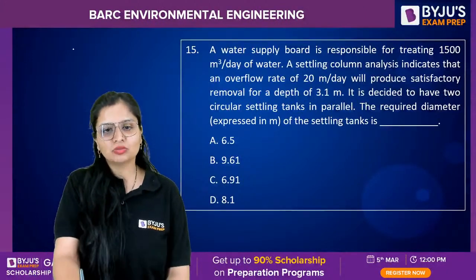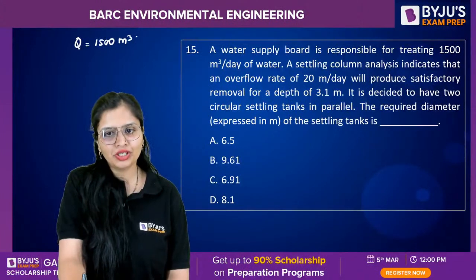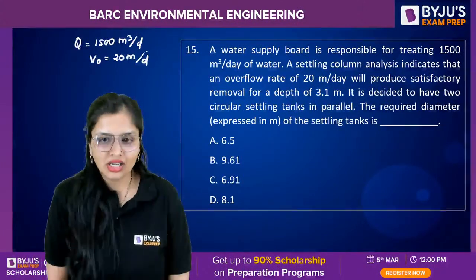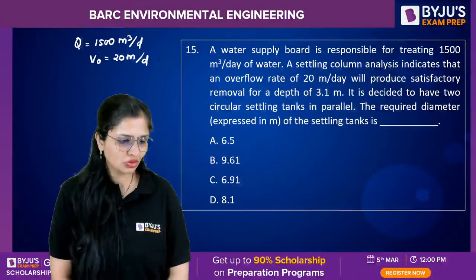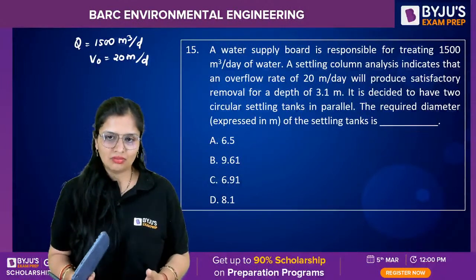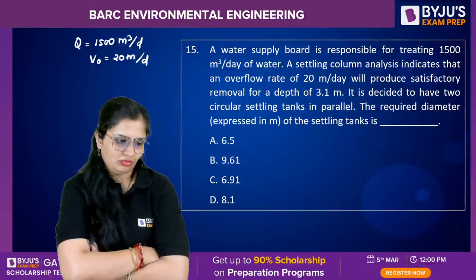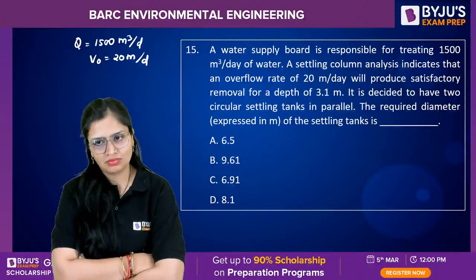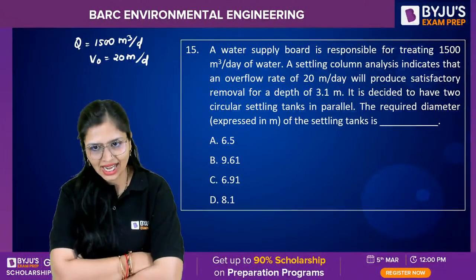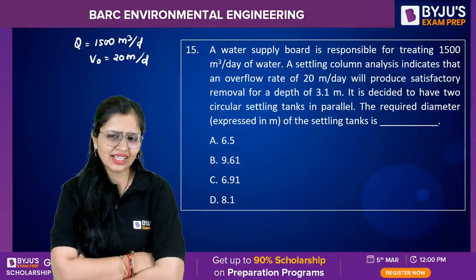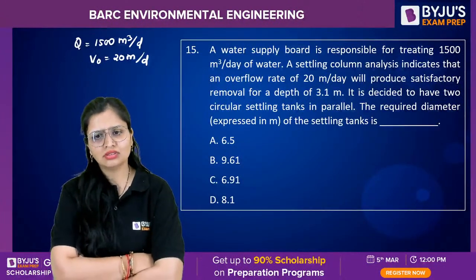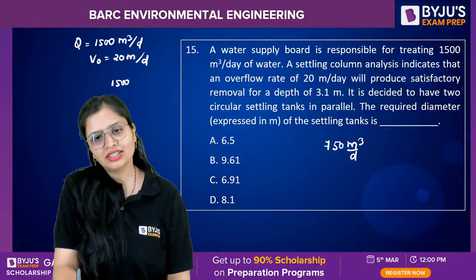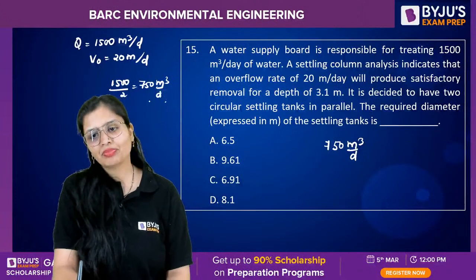A water supply board is responsible for treating 1500 meter cube per day of water, and the overflow rate is given to you as 20 meters per day. Two settling tanks are there in parallel. It is asking the diameter. This is a very simple question. Come on guys. Circular tanks in parallel. How will you do it? If circular tanks are in parallel, the discharge will be divided. I might do it wrong also, so you have to tell me. 750 meter cube per day. Why? Because the discharge will be divided since it is in parallel. Okay. So this will be the discharge.